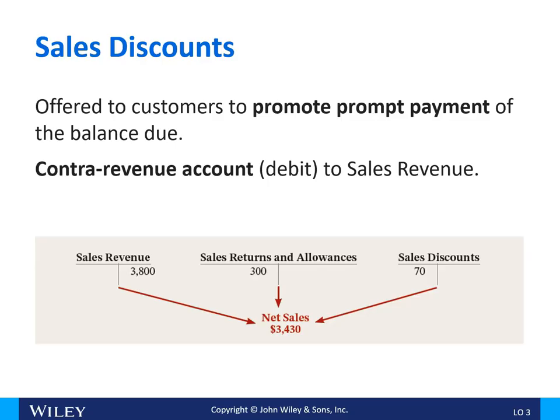So if we look at this, we have sales revenue of $3,800. We had returns of $300, and we had a sales discount of $70. If we combine these, we're going to reduce our sales revenue by the 300 and by the 70, so the net sales that we're going to show on our income statement is 3,430. So those two contra accounts are reducing our sales revenue to get our net sales.